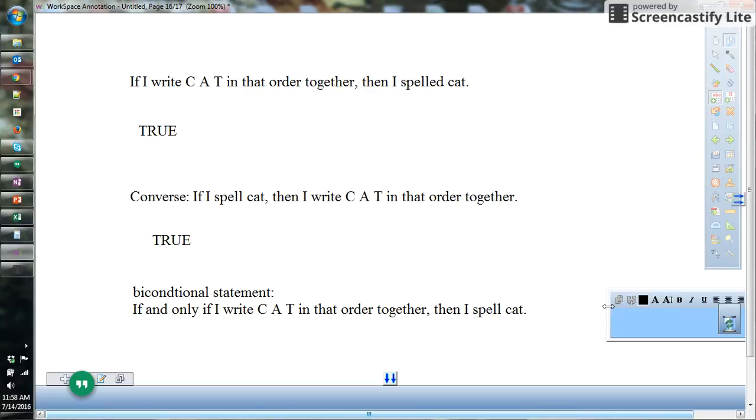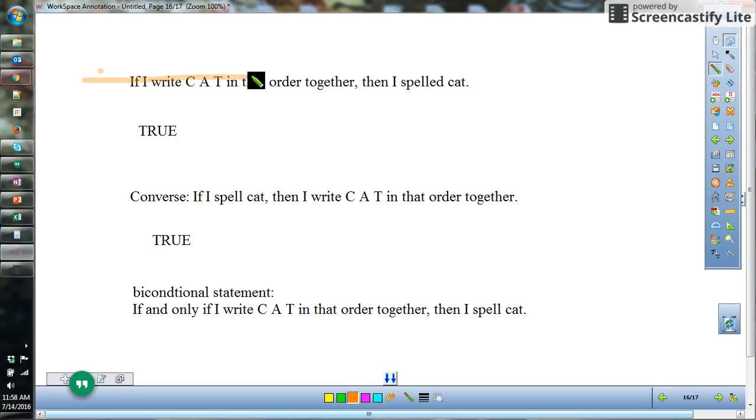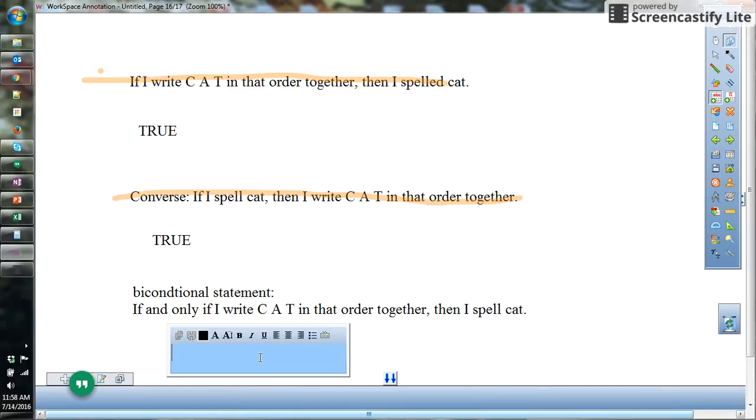Okay. So a biconditional statement is kind of shorthand because it takes your original statement and it takes your converse, and it puts them together in one statement. So it's a one way of saying both of those. And with the biconditional, this is only true if both the statement and its converse are true.